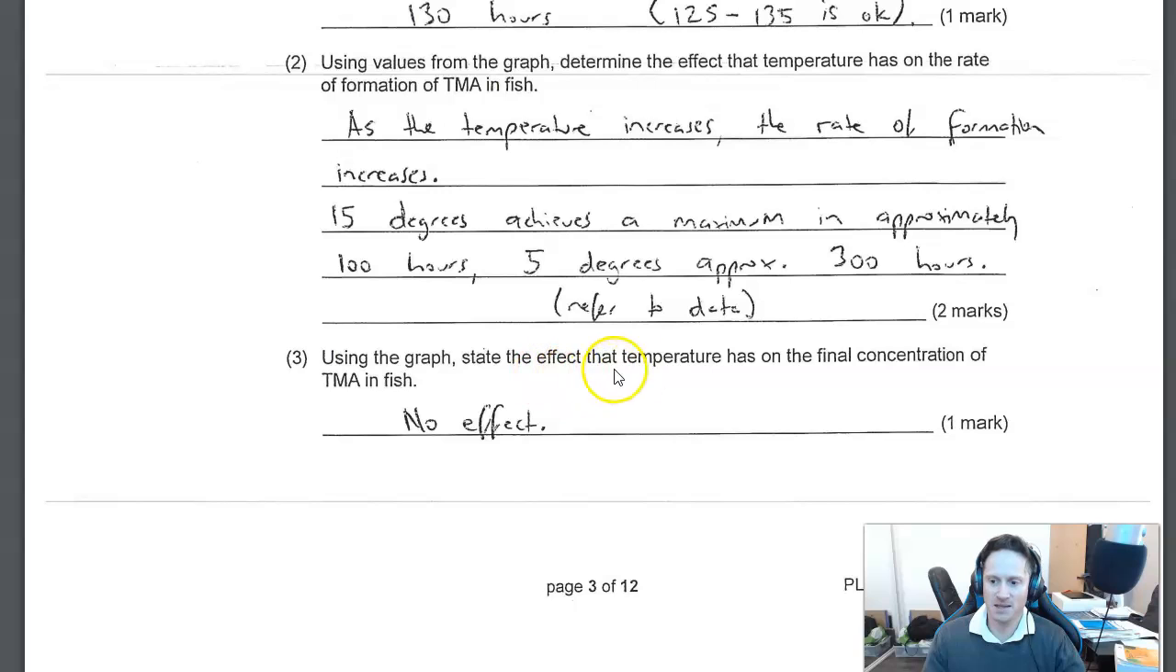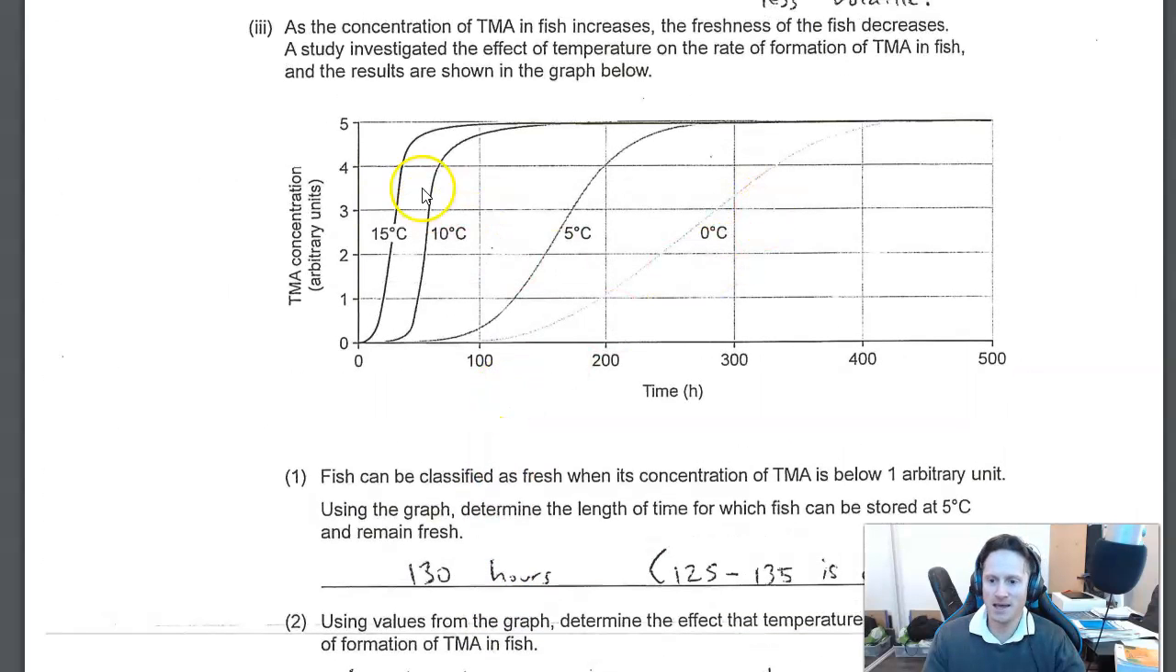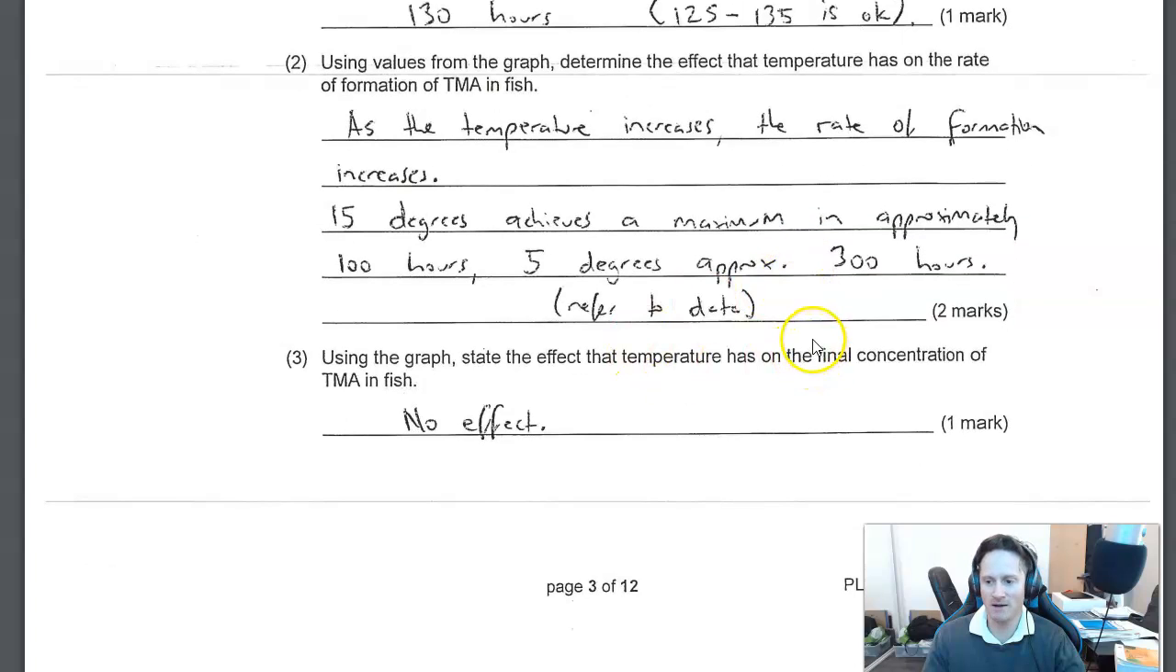What effect does temperature have on the final concentration? There's no effect, okay? It gets there more quickly, but at 0 degrees, it gets there eventually. So the trick here is it's talking about final concentration, not rate of formation. There's a difference, so no effect.